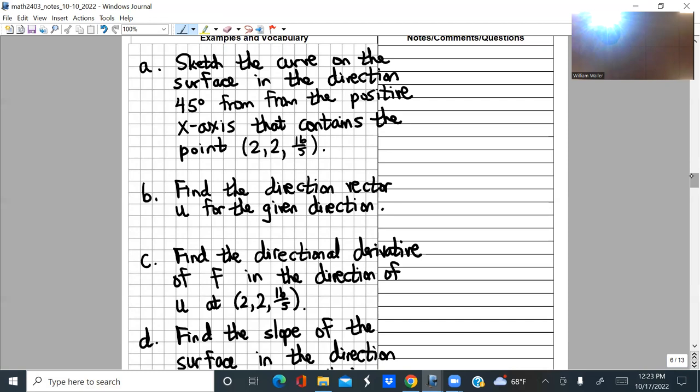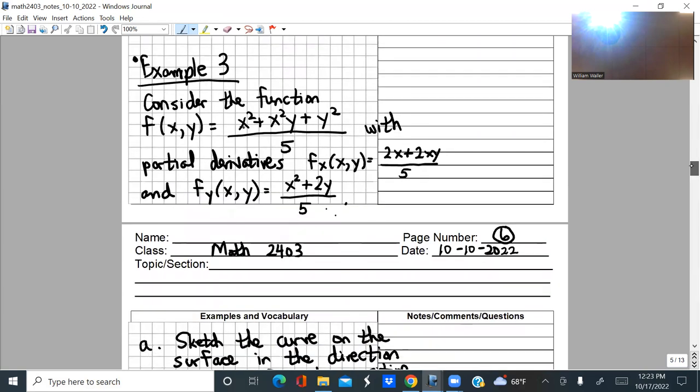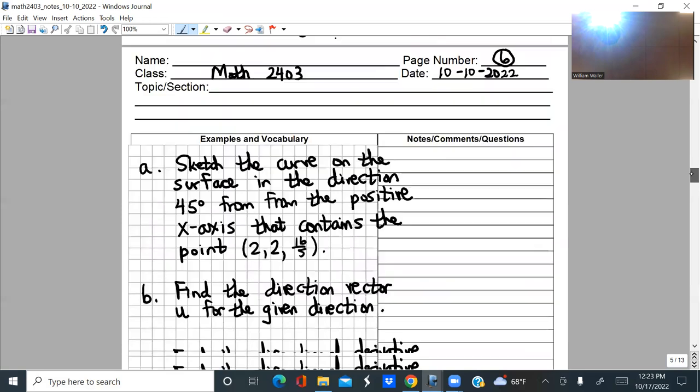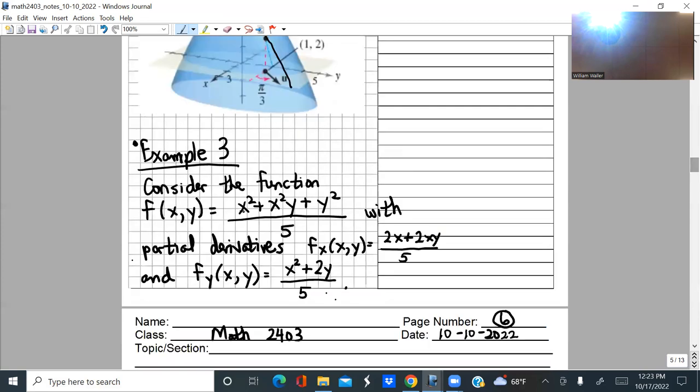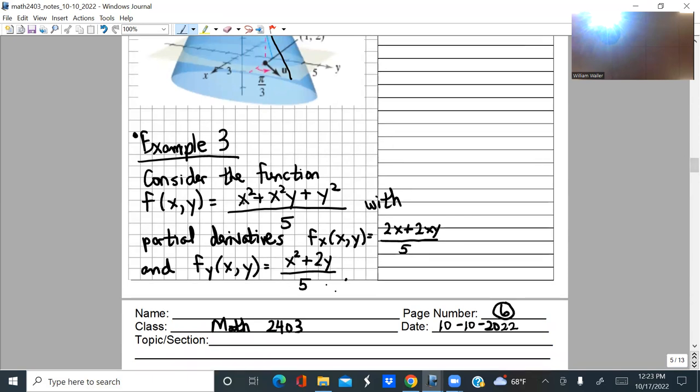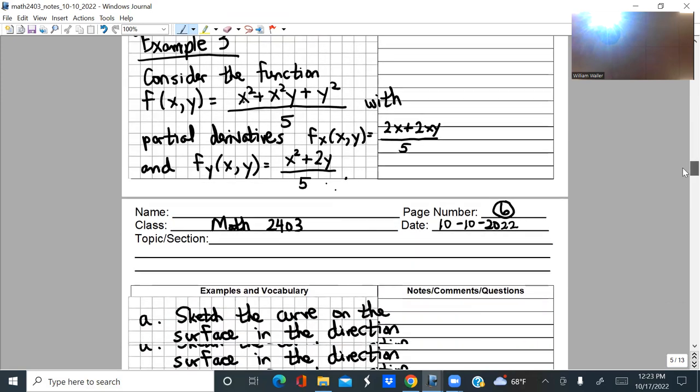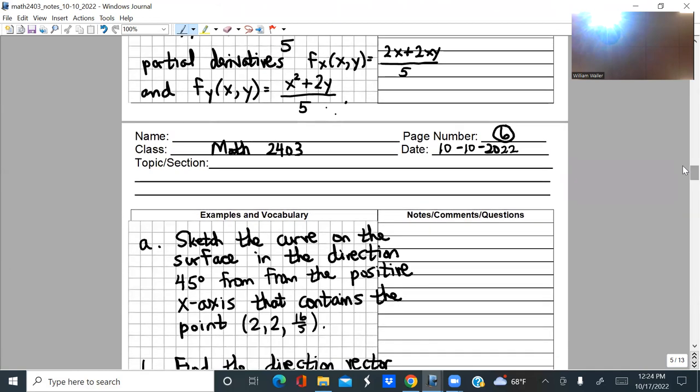I can't get all that on the screen. Did y'all get the formula already? This is what we were using before. I want the directional derivative in this direction, 45 degrees from the x-axis, at this particular point on the surface. The original one is what you were using before. The first partial derivatives are all you need. Don't worry about the sketch; we're going to look back at it. This direction, this point.